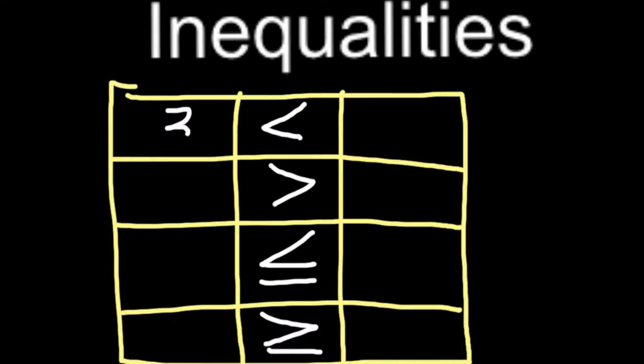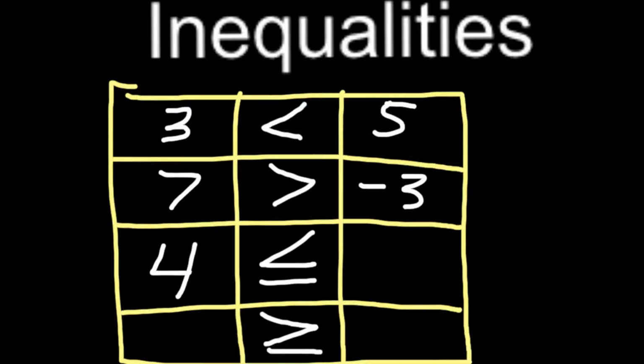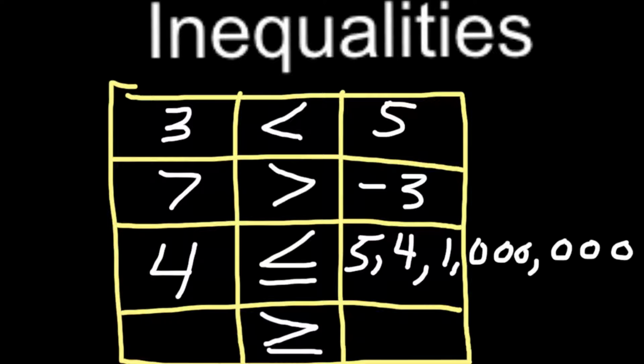And so like 3 is less than 5. And 7 is greater than -3. And 4 is less than 5, but it's also less than or equal to 4, right? It's less than a million. It's less than a lot of things. And then 7 is greater than or equal to 7, and also greater than or equal to 2, and 1, and -1/2, and so on.